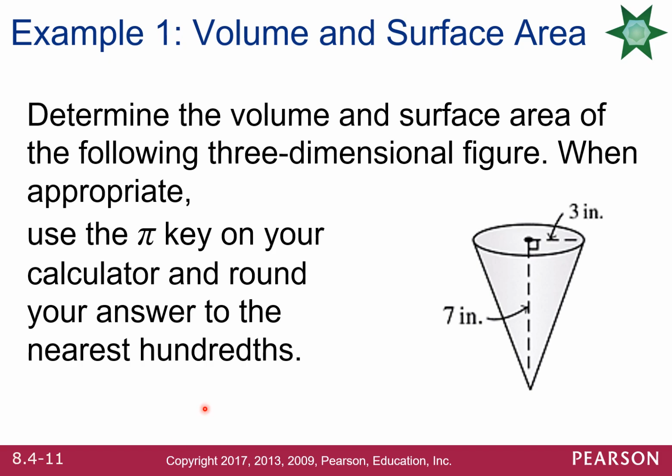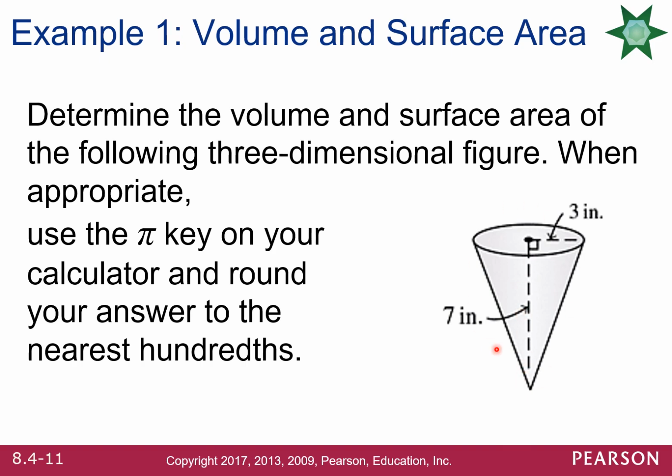Now this example is to find the volume and surface area of a conical three-dimensional figure. The measurements given to us are that the circular part of the cone has a radius of 3 inches, and the height of the cone, from its base or from the circular end to the bottom or top, based on how the cone is placed, is 7 inches.